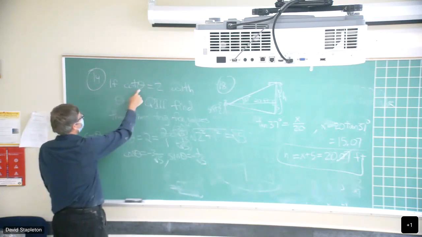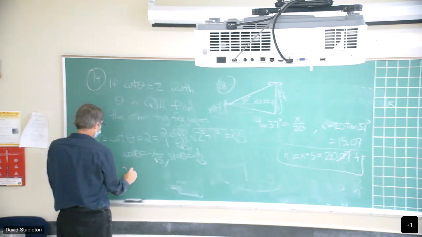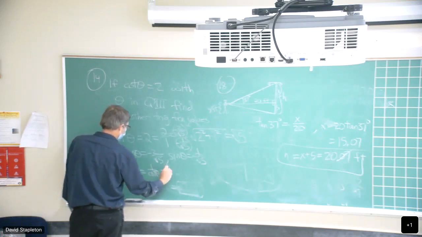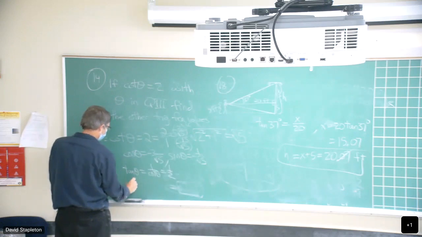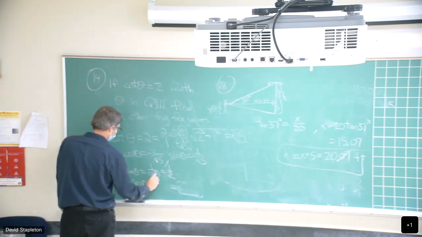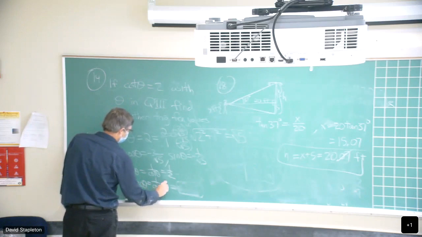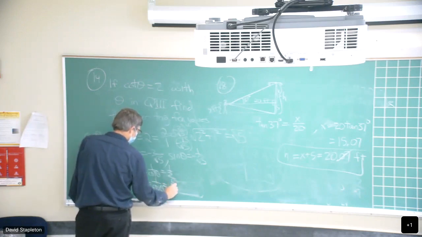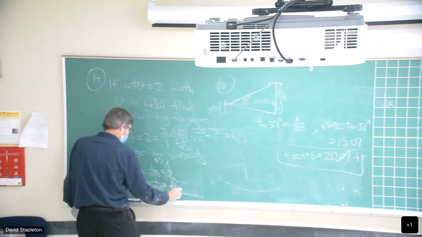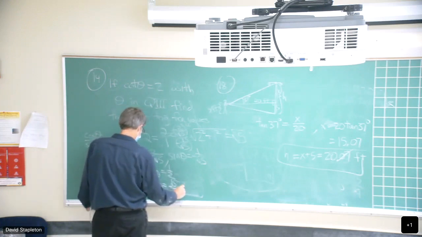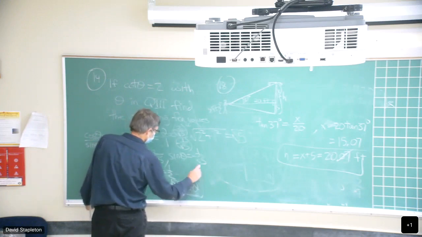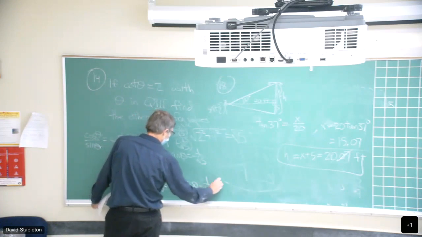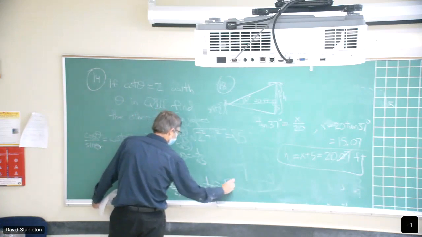Might be easy to find tangent by turning this one upside down. Tangent is 1 over the cotangent, which is a half. We do reciprocals for all the rest. In fact, secant is 1 over the cosine. Turn that one upside down: minus square root of 5 over 2. And cosecant, this one upside down: minus square root of 5.